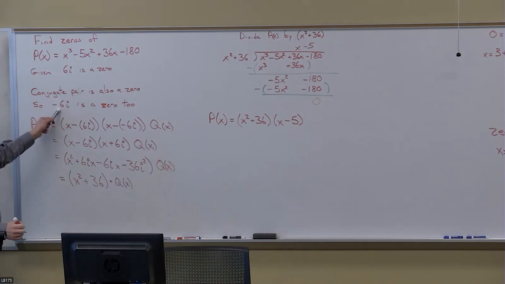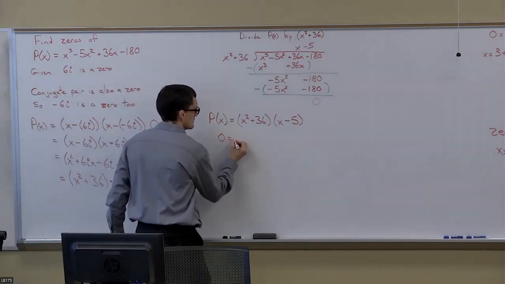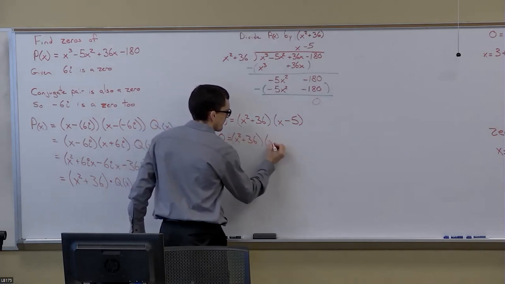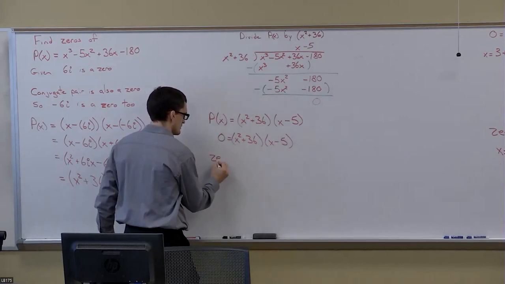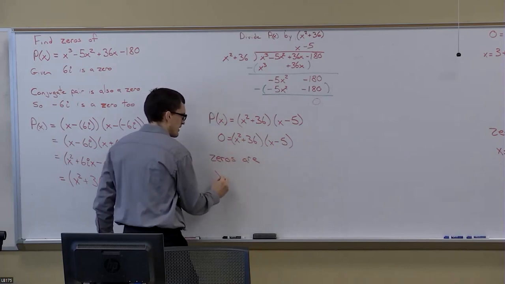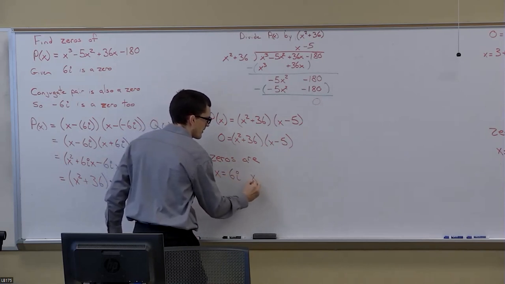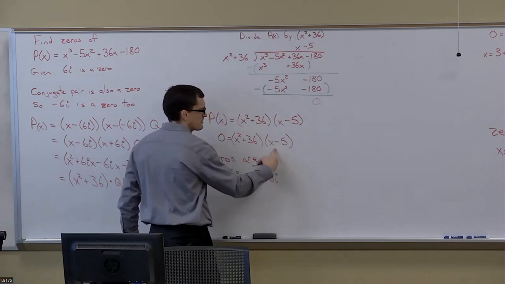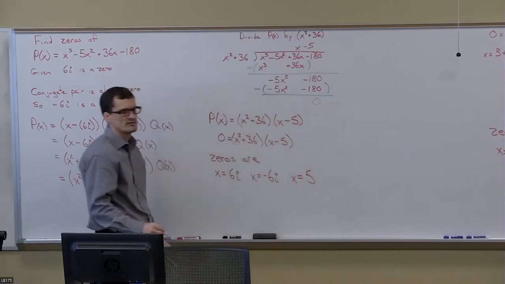So the zeros in this case come from this breakdown. x squared plus 36 has zeros of 6i and negative 6i. And the x minus 5, the zero from that is just x equals 5.